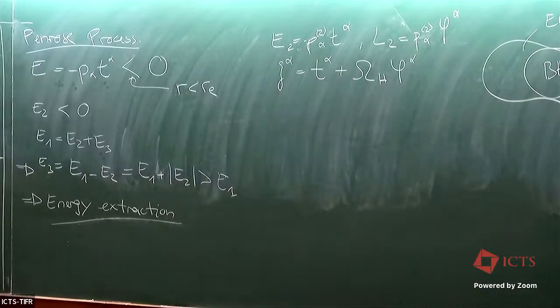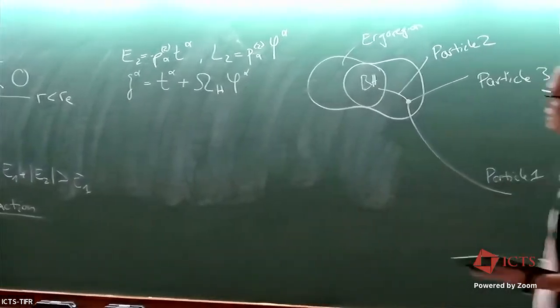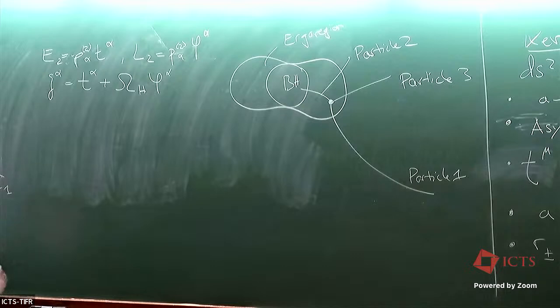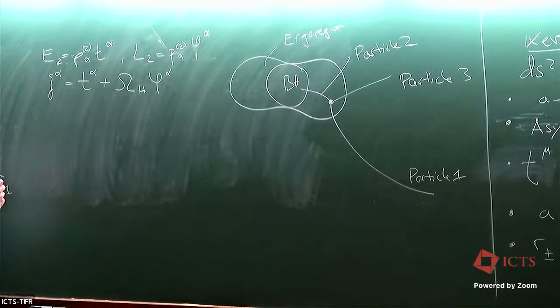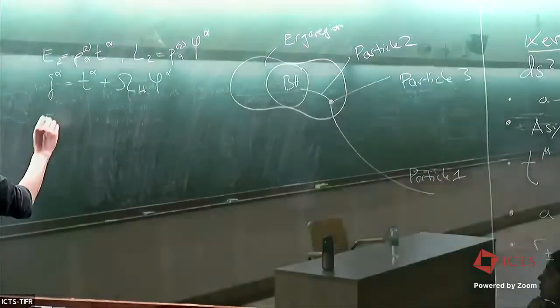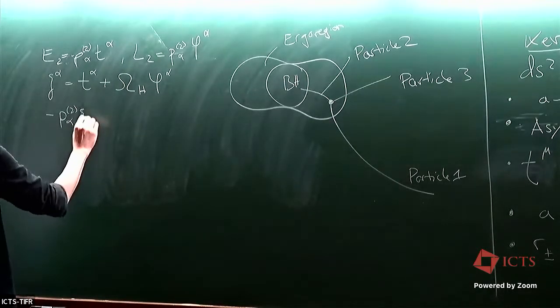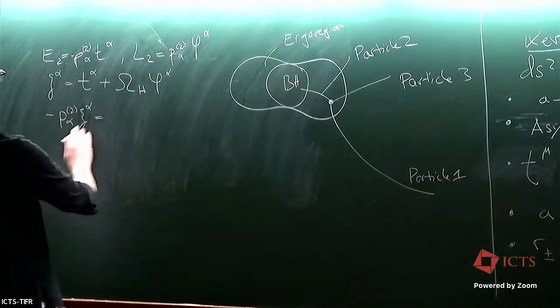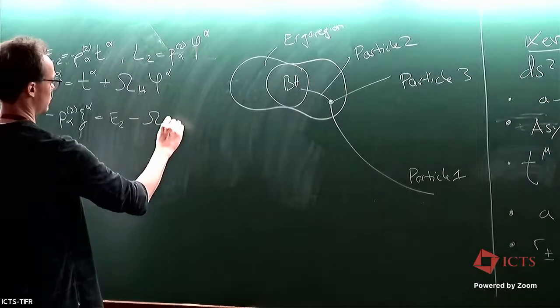Now, what is this Xi? This Xi is designed in such a way that it is null on the horizon. And the way to show that is basically computing the square and then seeing that it is null on the horizon. But it also means that it is time-like just outside the horizon. Okay? So if we compute the following, then what we'll get is E2 minus omega H L2.